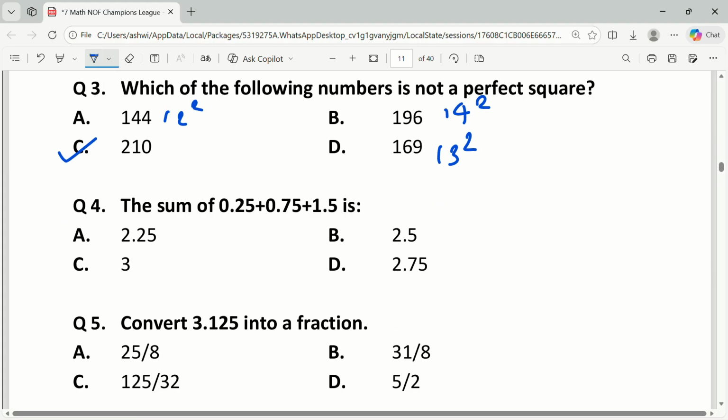The sum of 0.25, 0.75 and 1.5 is, that is, 0.25, 0.75, 1.50. The sum is 2.50. Comparing with the options, the answer is B, 2.5.